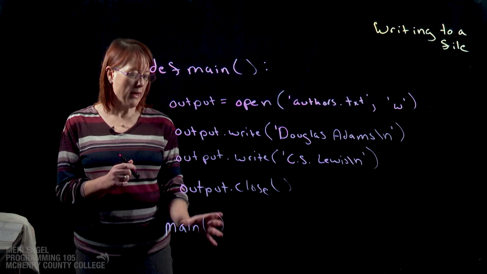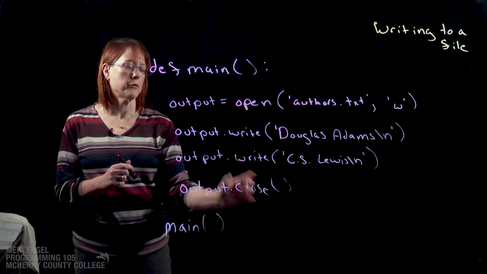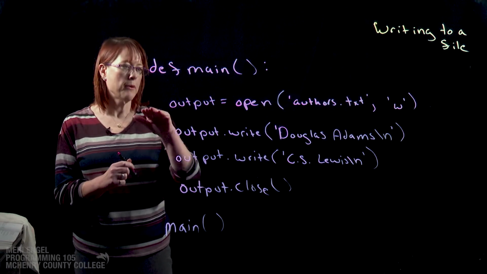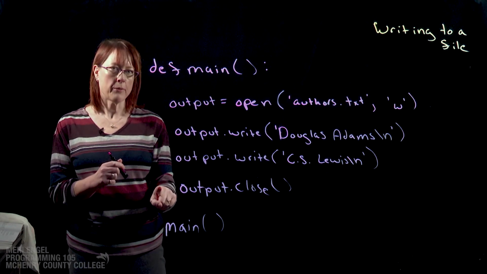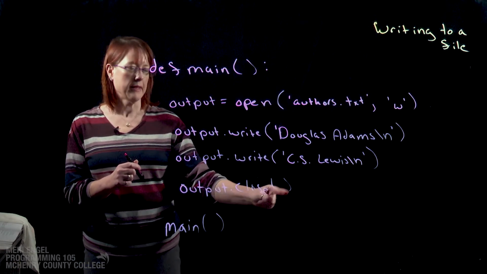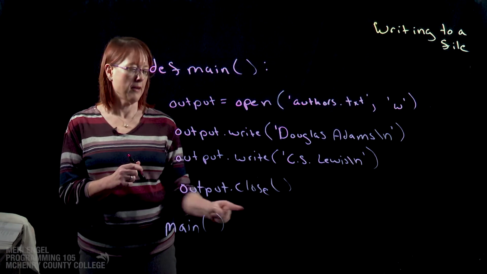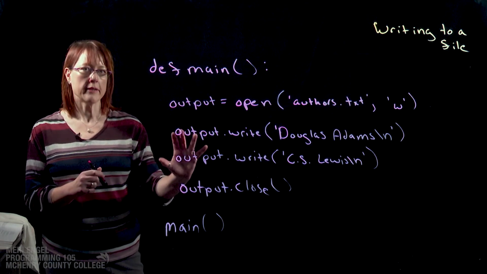And then we always have to call that main method, so we're calling it here, and that's what makes the program run. And whenever you open a file, you should always end with closing it. And the most common error I see is forgetting the parentheses at the end of the close statement. So this is how you would write to a file.